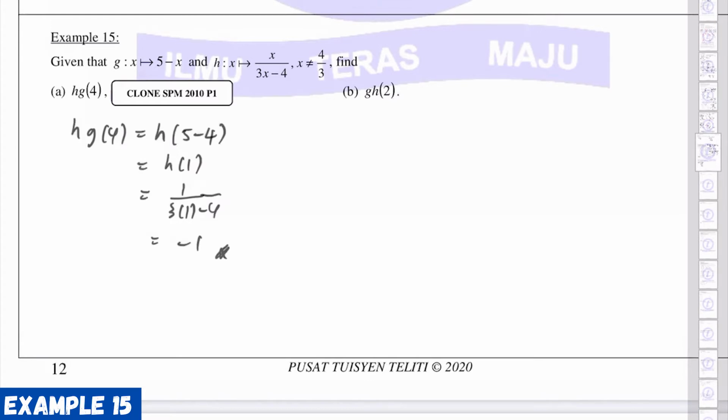Okay. The next one, I'm going to put 2 inside h. When I put 2 inside h, it's going to look like this: 2 over 3 times 2 minus 4. 3 times 2 is 6. 6 minus 4 is 2. 2 over 2 is 1. Whatever you get, we put inside g, so it's going to be 5 minus 1. The answer is 4.